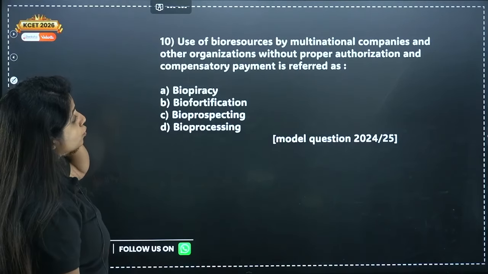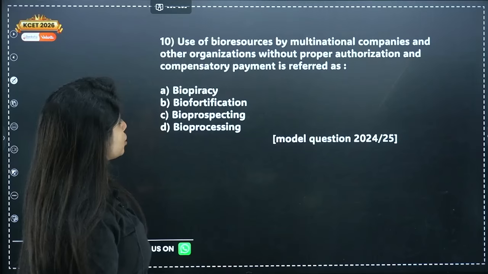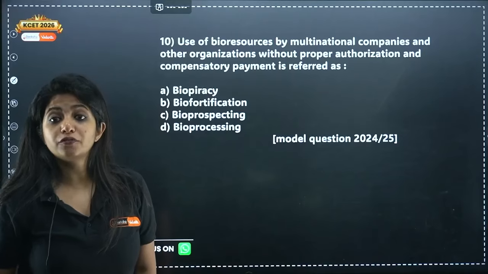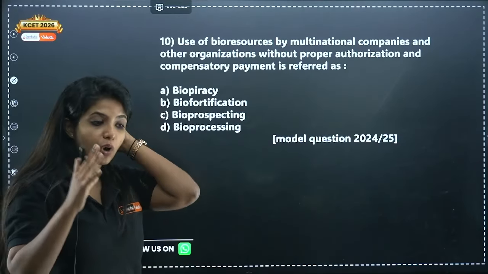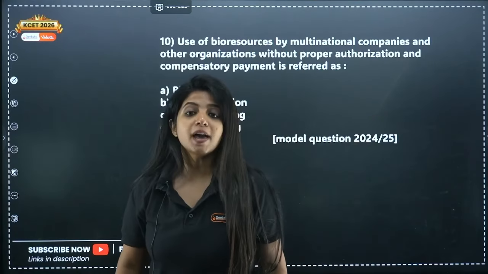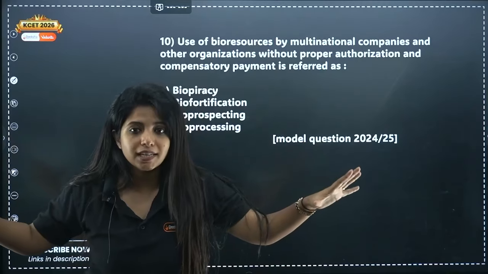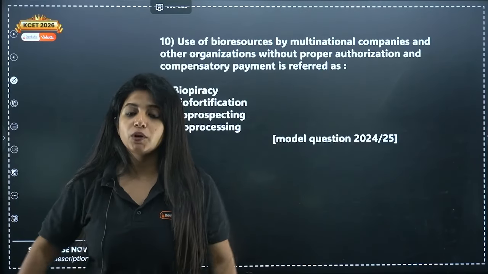Now, use of bioresources by multinational companies and other organizations without proper authorization and compensatory payment is referred to as. So basically, suppose you are the ones who usually produce basmati rice. In your country, it is being produced. I am coming from America and I am saying that basmati rice is mine, I am patenting it. No one else can produce it. What do you call this?